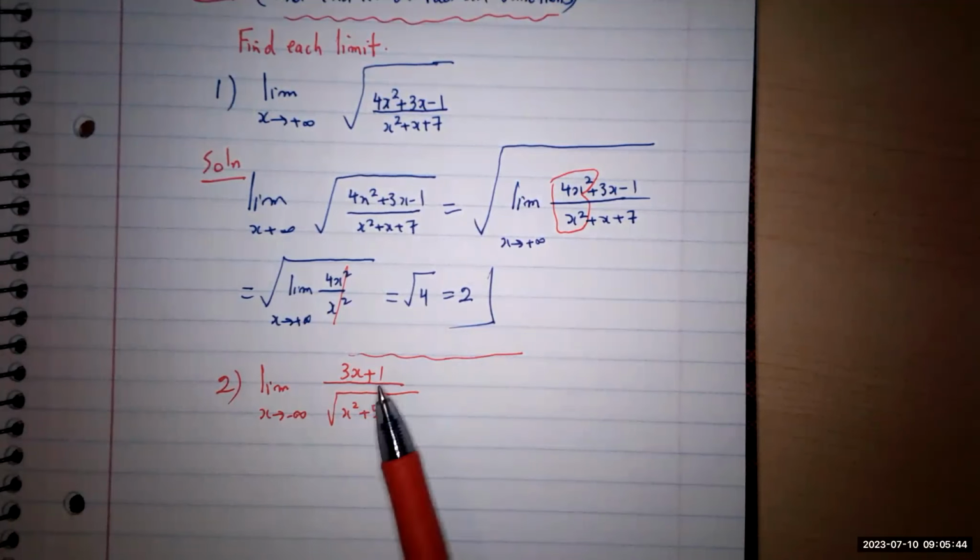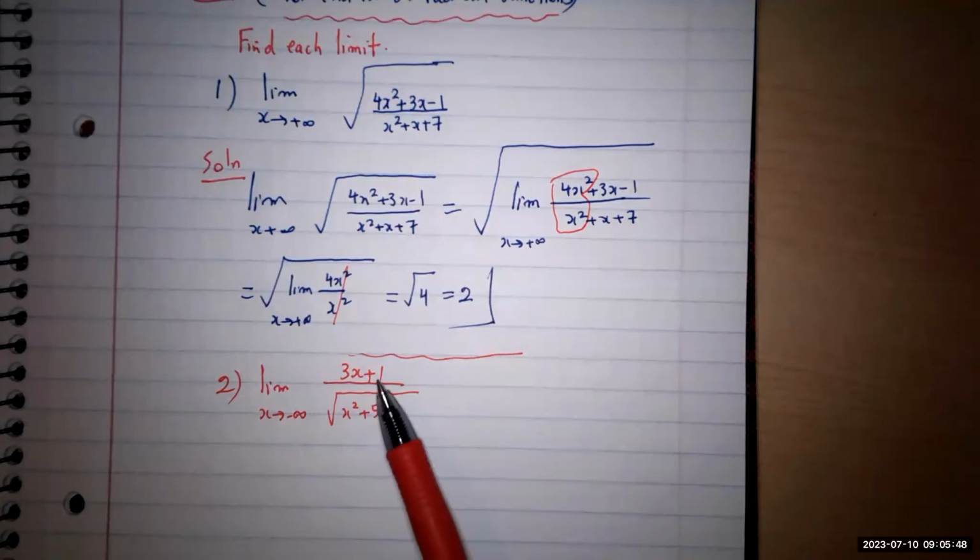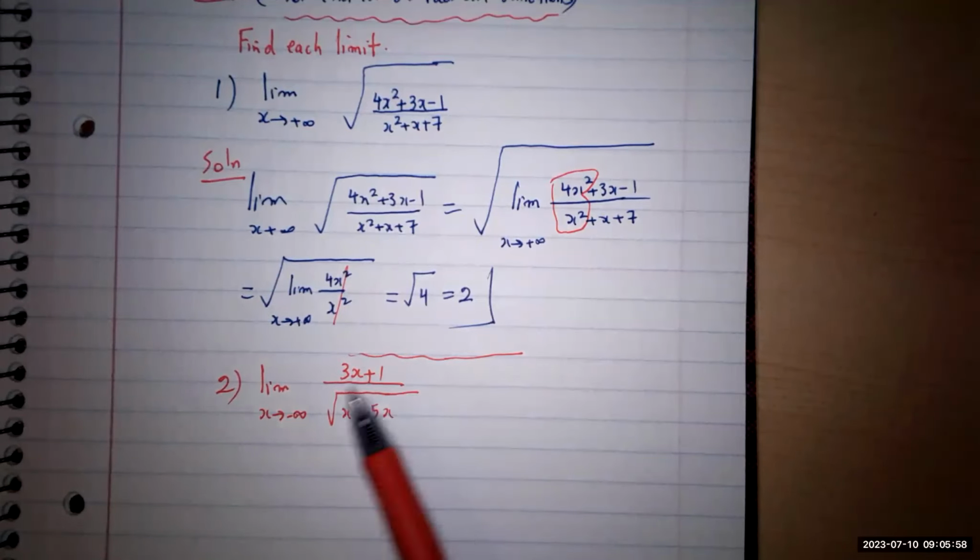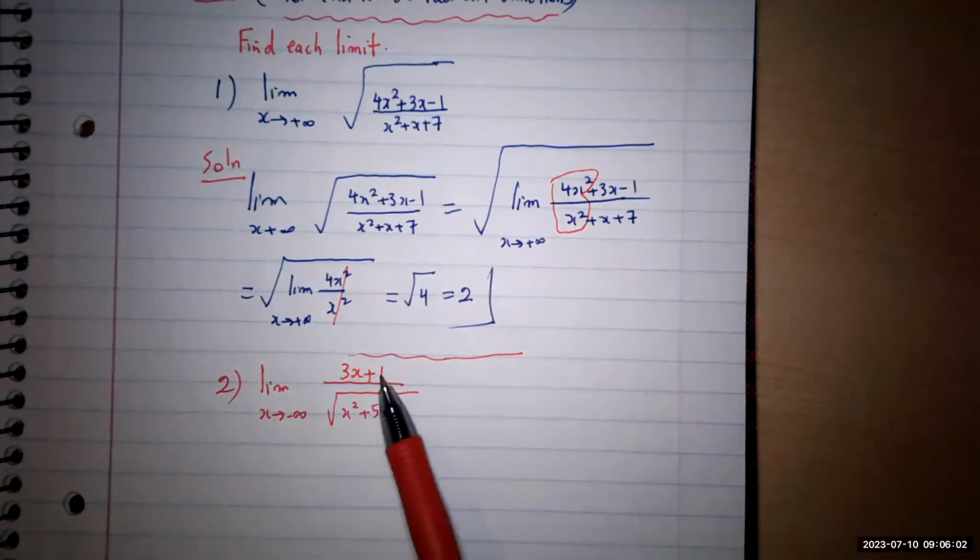You see, it's a rational function. So you have to find the limit of the top divided by the limit of the bottom. But the top is a polynomial, and in order to get the limit of the polynomial at infinity, we just take the limit of the first term. So we shrink the top into the 3x. That's the top.